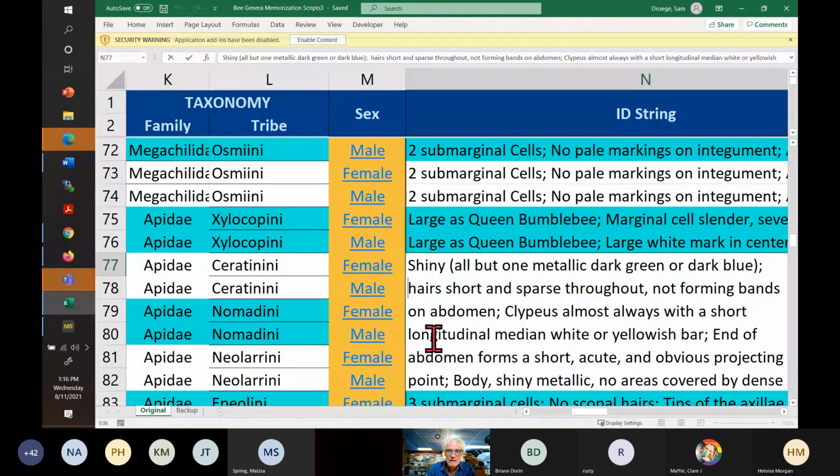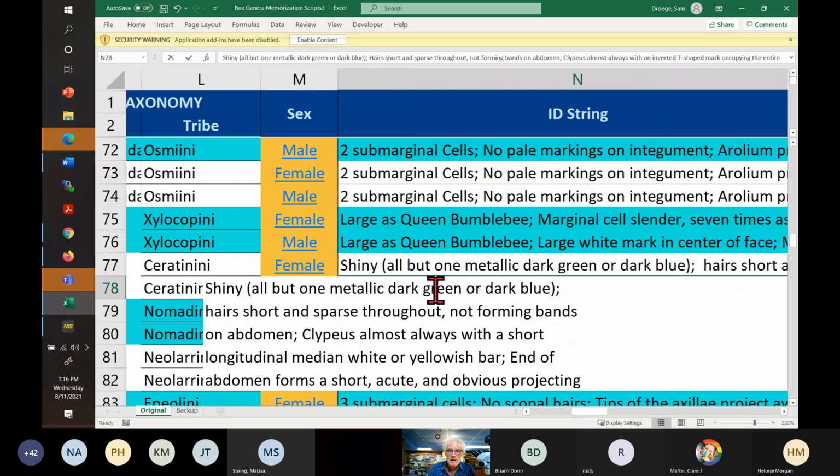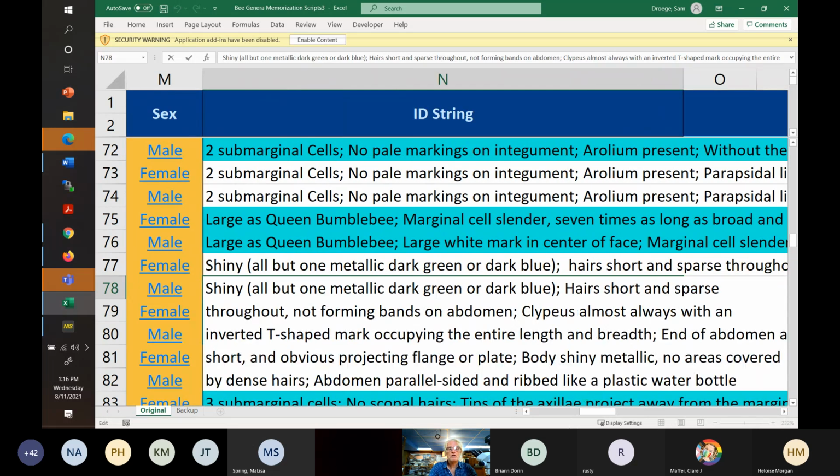Let's see here if I can get to the male characters. The male characters, again, are very similar, but on the clypeus it's a T-shaped mark. Again, we'll see some of those. And at the end of the abdomen in the males is a flange. We'll see what that looks like, but it's a plate-like, projecting, lamellate flange, very distinctive, like nothing else has anything like that in any of the other genera.